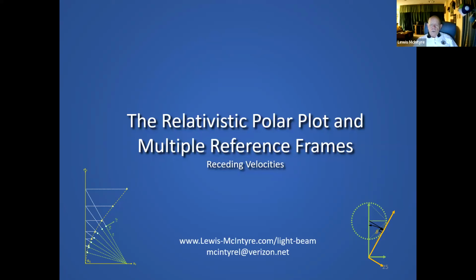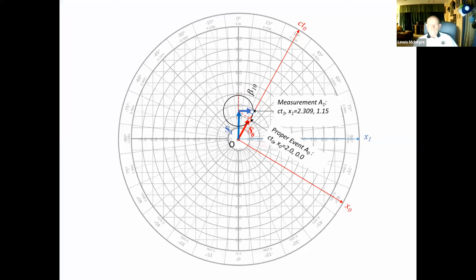Now we're going to show one of the most powerful and unique capabilities of the relativistic polar plot. That is, its ability to display multiple reference frames on the same plot because it does not distort the orthogonality or units of measure of any of the reference frames. We are going to begin with a proper event in S0 at time 2 with x equal to 0 to keep all of the solutions on the chart because we're going to be using some pretty high velocities.